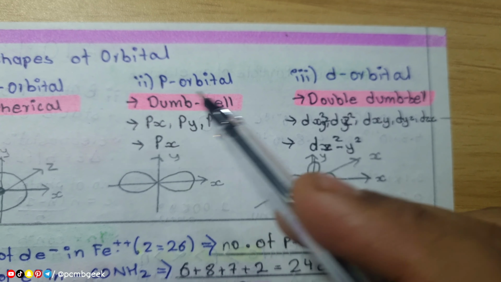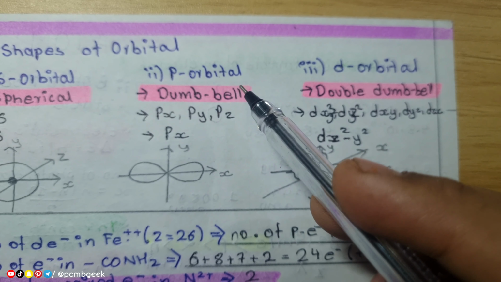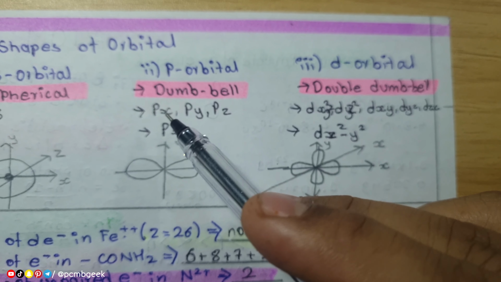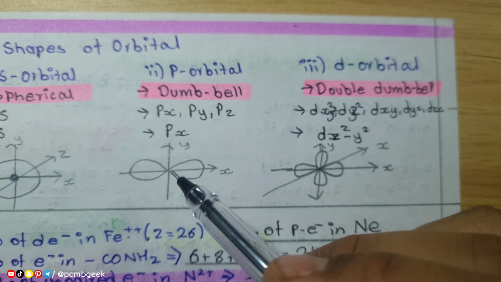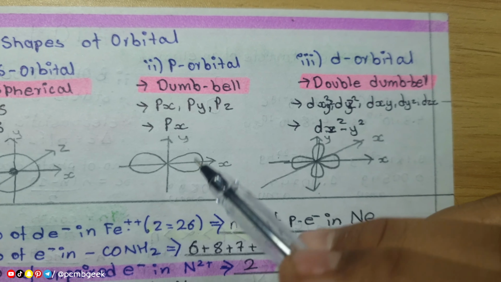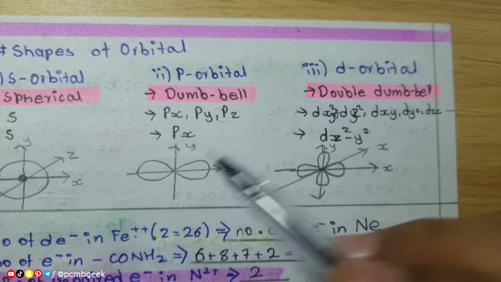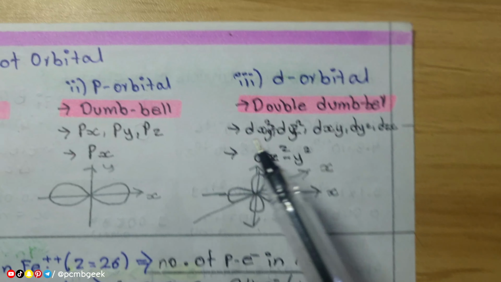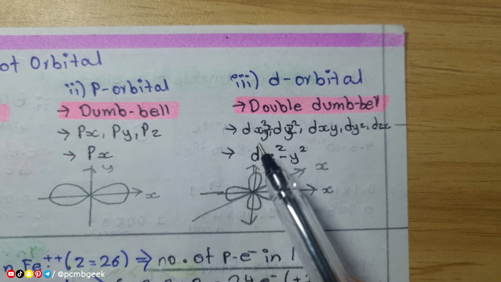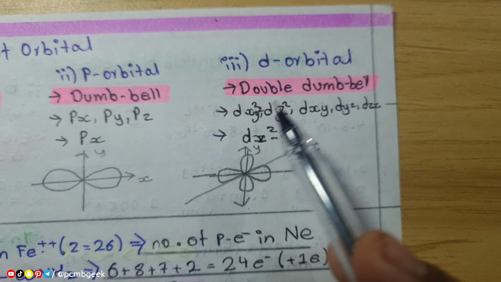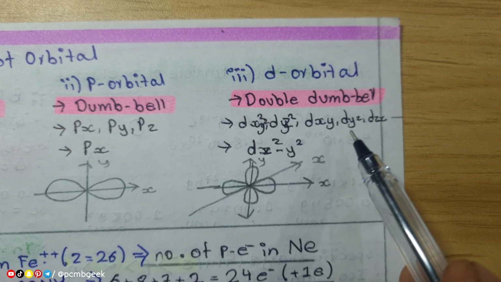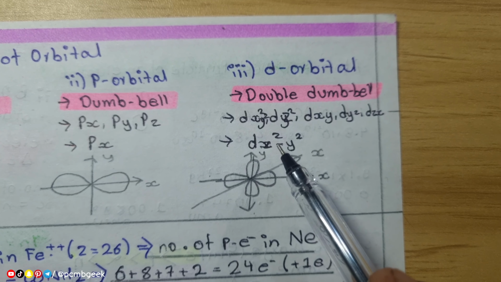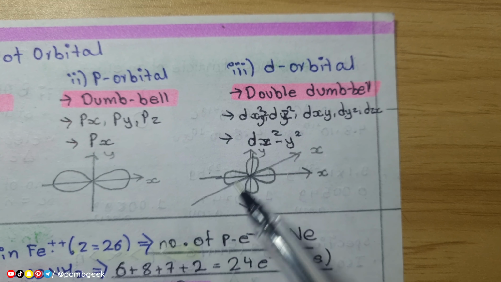Now, the p orbital. The p orbital is of dumbbell shape. It has three subcategories, that is px orbital, py orbital and pz orbital. For the px orbital, I have shown the shape of the p orbital as a dumbbell. Now, the d orbital. The d orbital is of double dumbbell shape. It is of dx square minus y square, dz square, dxy, dyz and dzx. For the dx square minus y square orbital, I have shown it there.